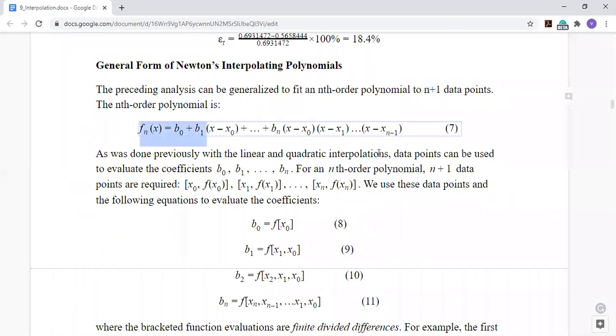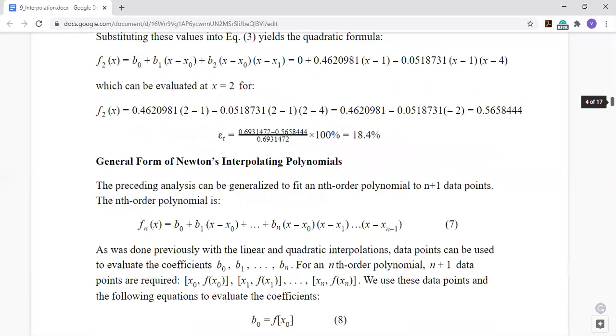So if this is the structure of the polynomial, then we need to evaluate these coefficients B0, B1, and B2 up to Bn. So we define B0 as f of x0. Simply put, B0 is simply a function of x0. Then B1 is a function of x1 and x0.